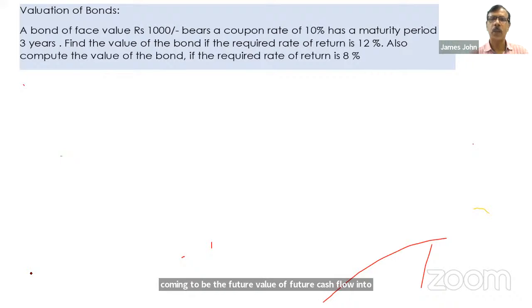That is the thing. Here, look, there is a bond. The face value is 1,000 rupees. So here, face value is 1,000.